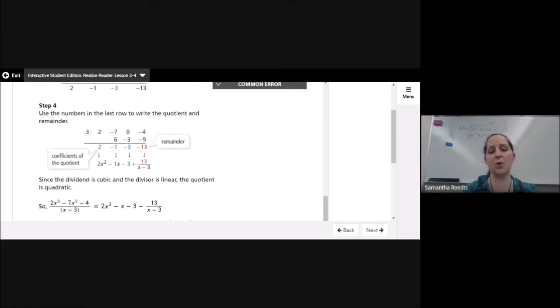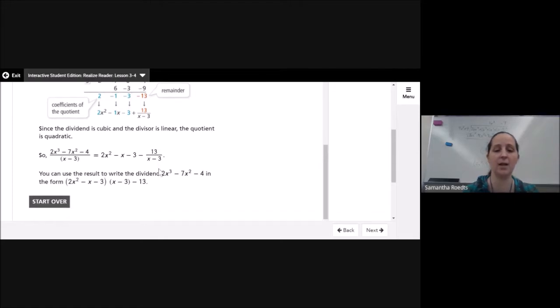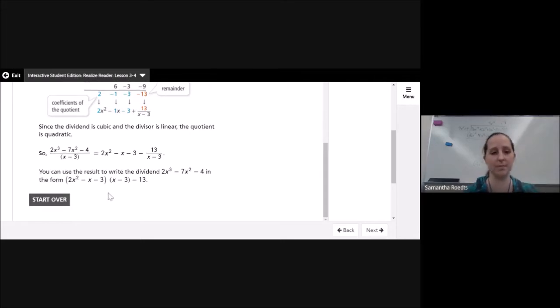So use the numbers in the last row to write the quotient and the remainder. The coefficients of the quotient are 2, negative 1, negative 3, and the last one, negative 13, is my remainder. Since the dividend is cubic and the divisor is linear, the quotient is quadratic. So instead of x cubed, it now becomes x squared. I get 2x squared minus 1x minus 3 plus negative 13 over x minus 3. I can also write the dividend in the form of 2x squared minus x minus 3 times x minus 3 minus 13.